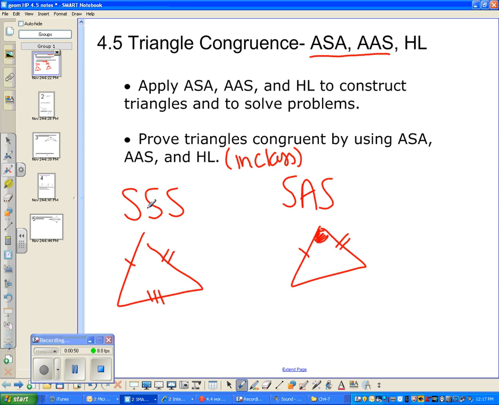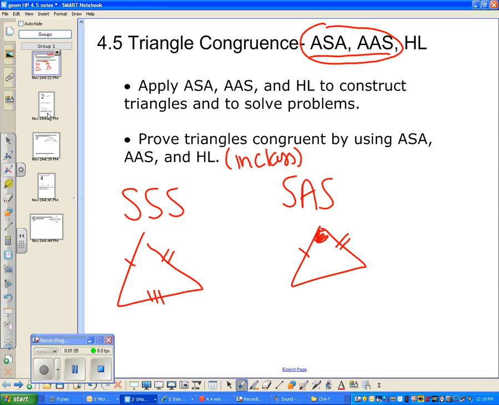Today we're going to talk about, if you notice, this one has 3 S's and this one has 2 S's. So today we're going to talk about what happens if we just have 1 S. In that case, what happens if we only know information about one side, we're either going to use ASA or AAS.